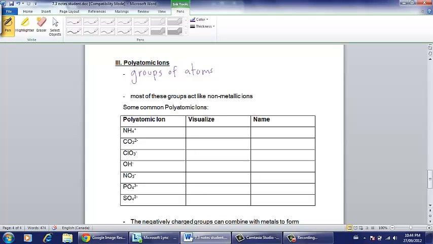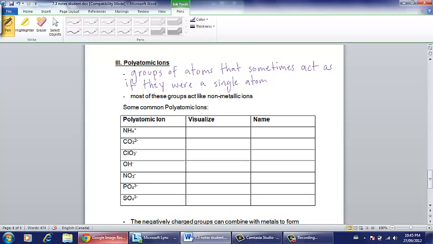So first of all, polyatomic ions are groups of atoms that sometimes act together as if they were one single atom. Called a polyatomic ion. Most of them act like non-metallic ions, but not all of them. There are some of them that act as metals.